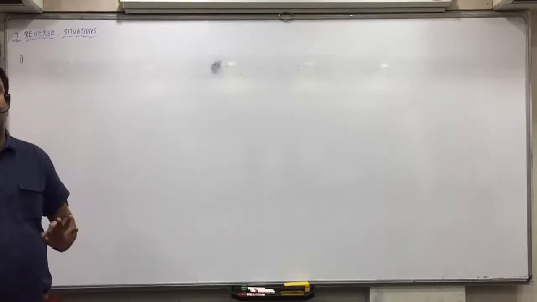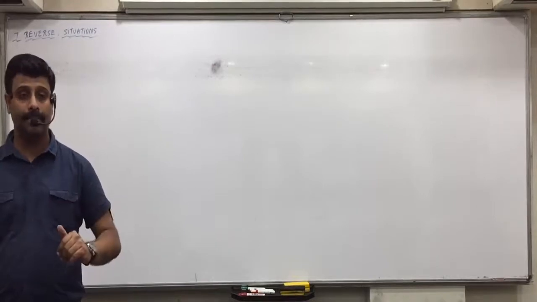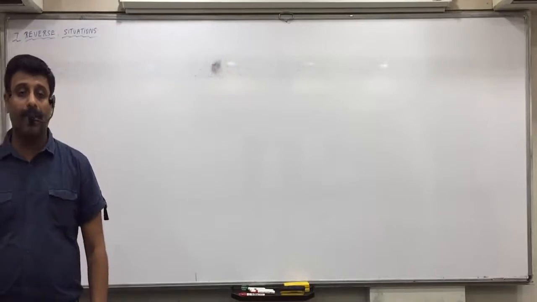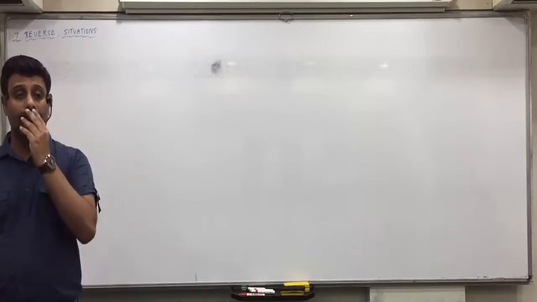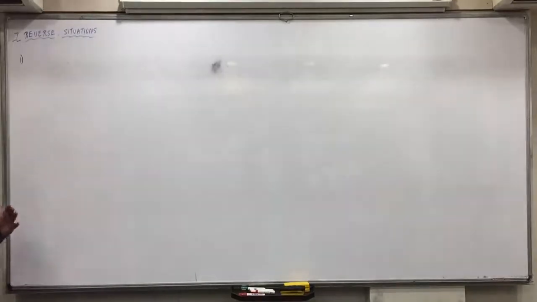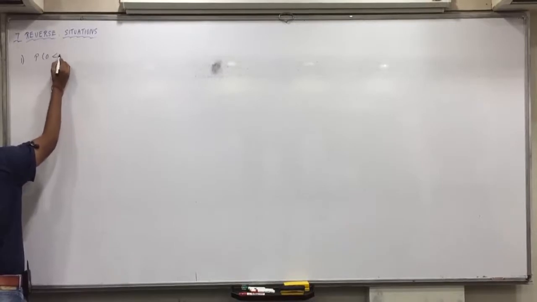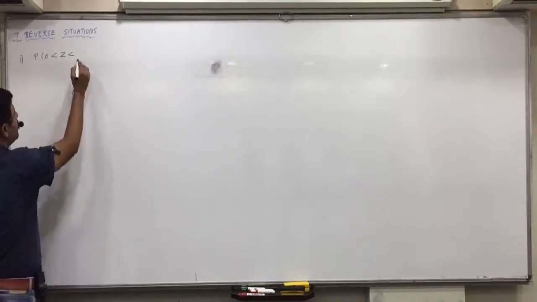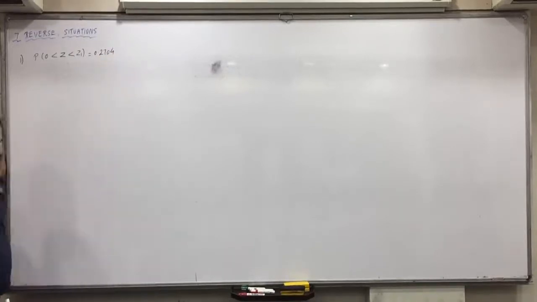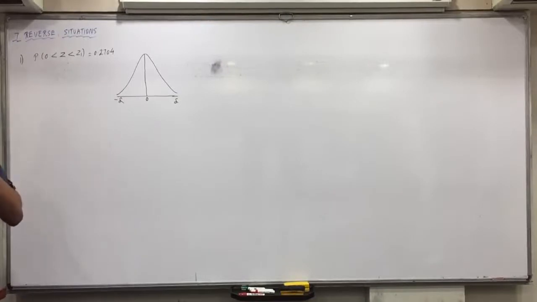So far we had known the values of Z and we used to find the area from the table. Now reverse situation means area will be known and we have to find the value of Z. For example, P of 0 less than Z less than Z1 is 0.2704. Understand this properly? First of all, because 0 is given directly, we can get one diagram only.